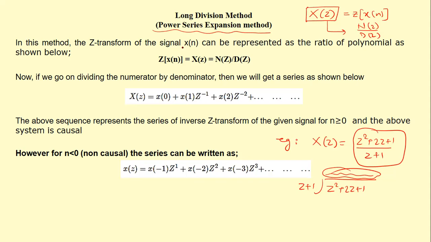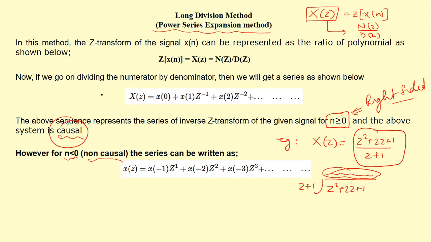Now, while applying the long division method, we need to take care of certain things. One is whether the given sequence is a causal sequence or a non-causal sequence. For a causal sequence, x(n) exists for n equal to or greater than 0. So this is a right-sided, or causal, sequence. Similarly, for n less than 0, we have a non-causal sequence.